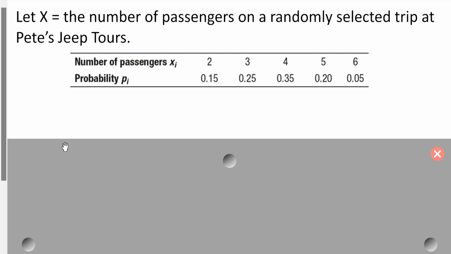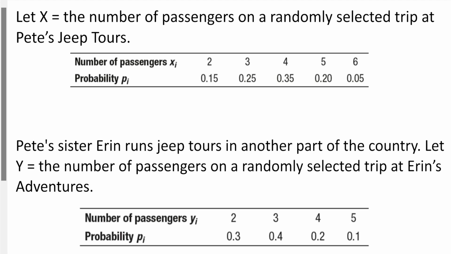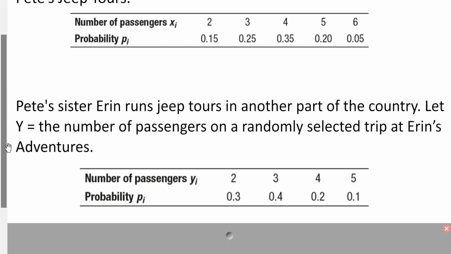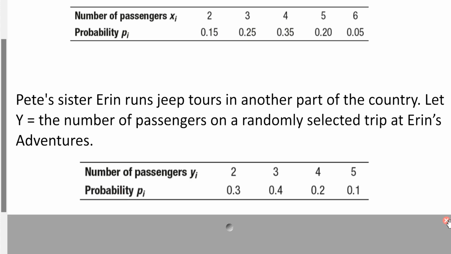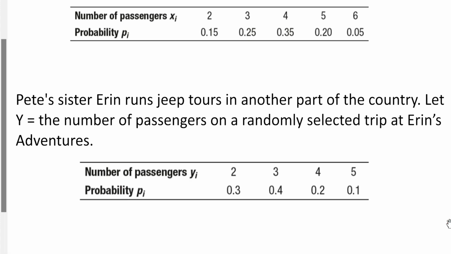We're going to say Y is the number of passengers on a randomly selected trip on Aaron's. So Aaron also runs Jeep Tours in another part of the country. She happens to be Pete's sister. They do the same thing, just in different parts of the country. She can only take 2, 3, or 4 people, and here is your distribution of the number of passengers.